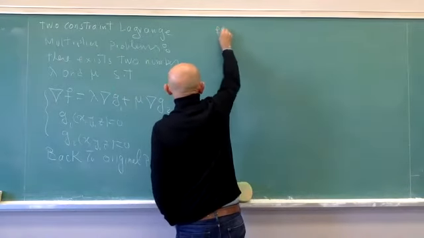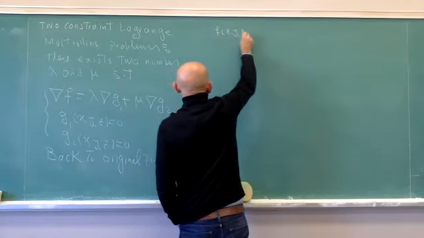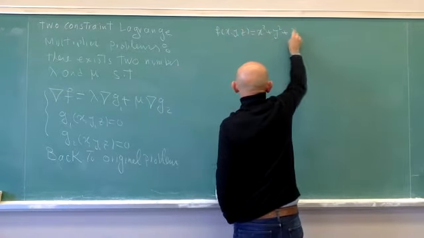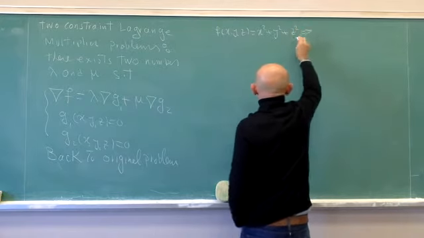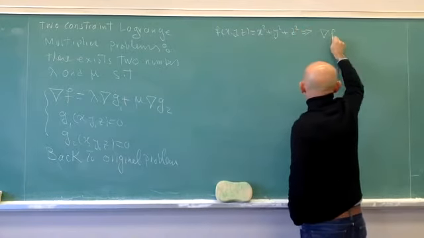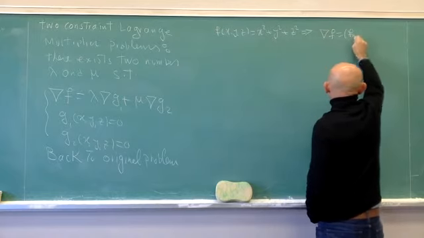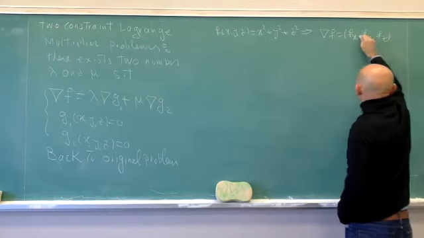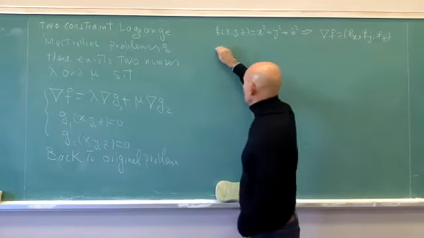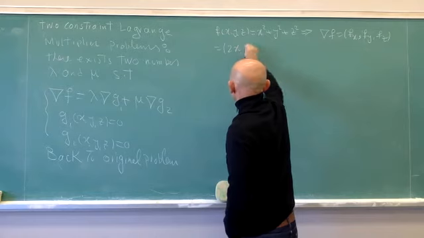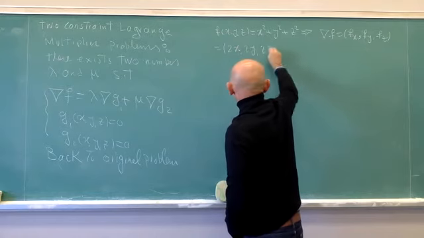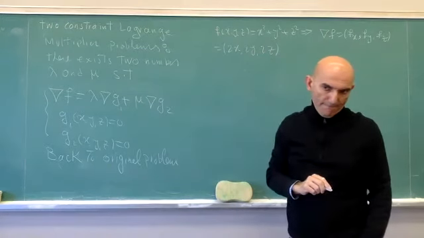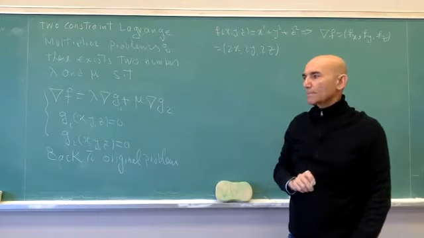Well, f of x, y, z was x squared plus y squared plus z squared. So this means that the gradient of f, which is the gradient of f at (x, y, z), turns out to be equal to (2x, 2y, 2z).